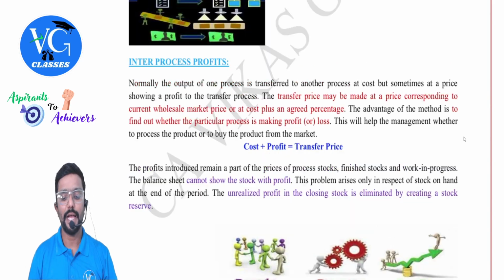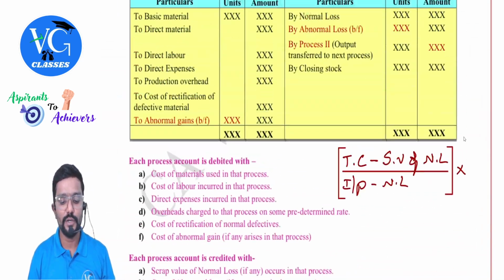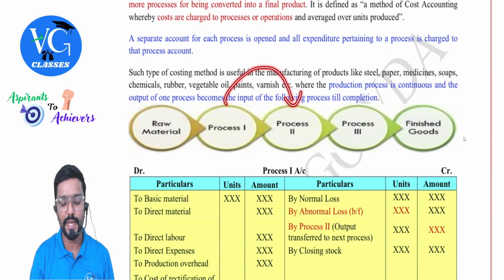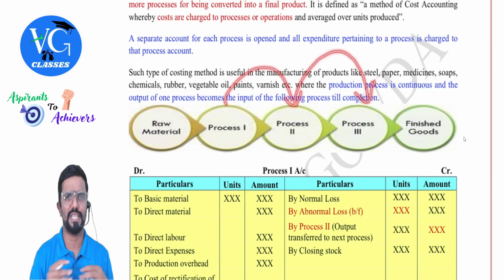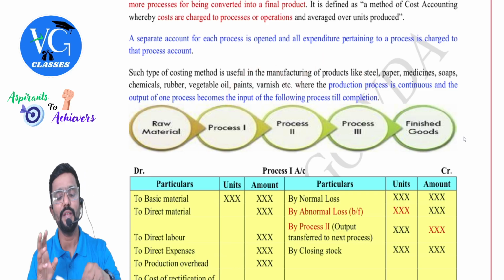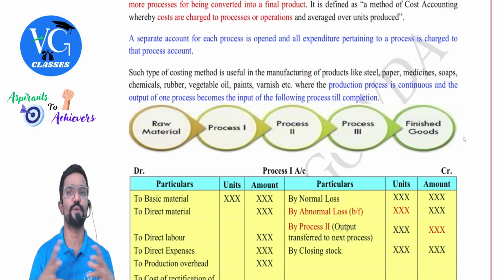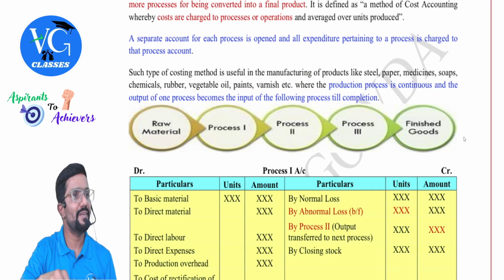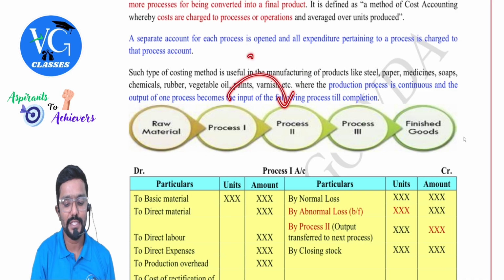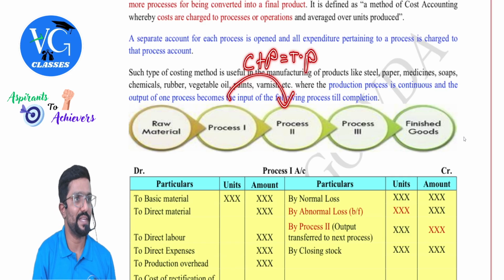Inter-process profits. Guys, as we already learned, the output of one process will be sent to the next process. Same way, output of process 2 will be sent to process 3 at cost. But now the company wants to know the performance of each process. Who is contributing better? Who is adding more profit to the company? In that case, they will not transfer the output of process 1 to process 2 at cost. They will ask you to add some profit and transfer it at what price, sir? Transfer price.